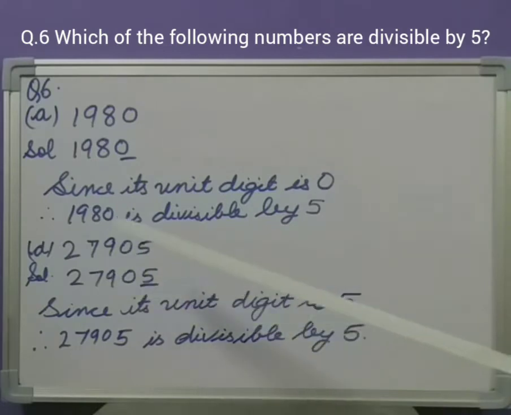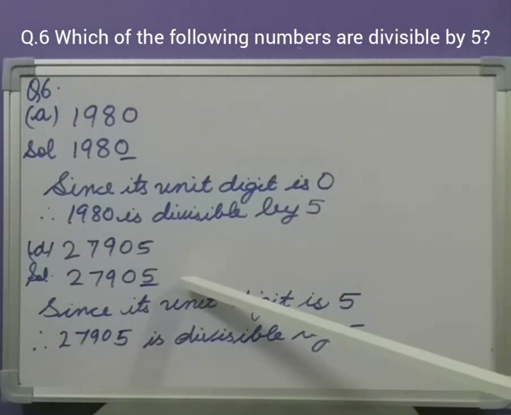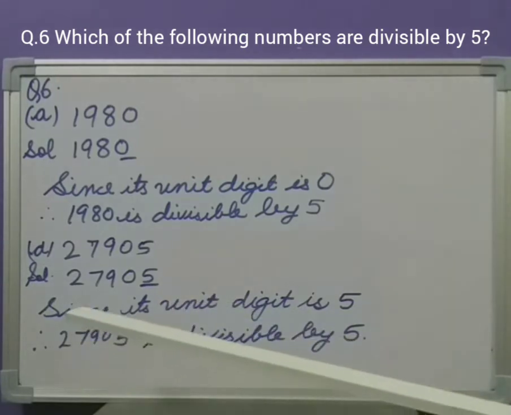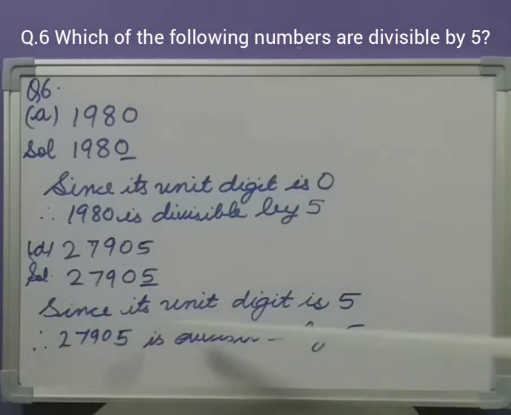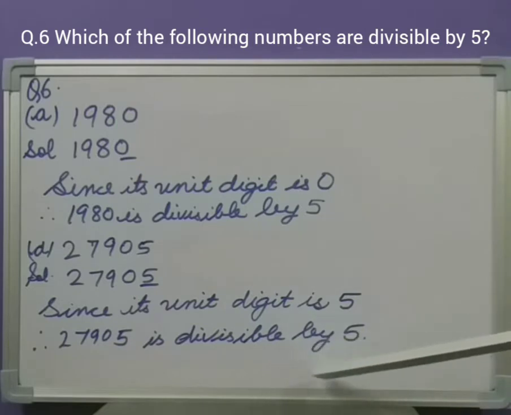D, 27,905. Now, we have to just see its unit digit, that is 5, and it fulfills the requirement. Since its unit digit is 5, therefore, 27,905 is divisible by 5. So, first you need to check its unit digit. If it is 0 or 5, then the number will be divisible by 5.